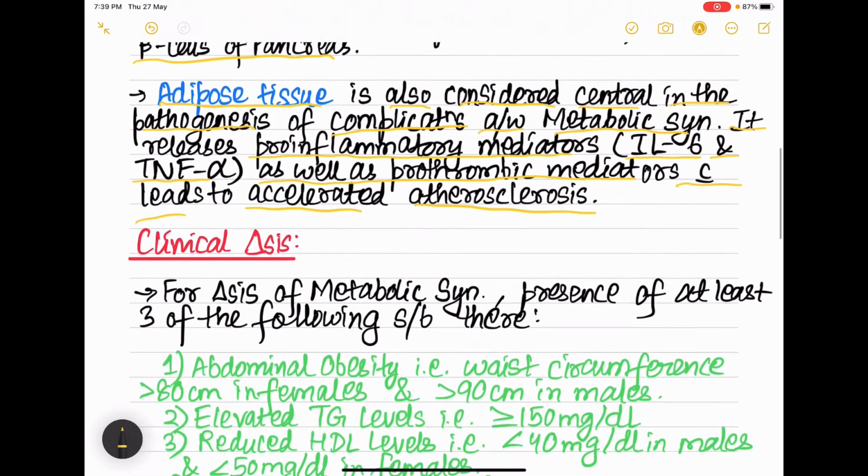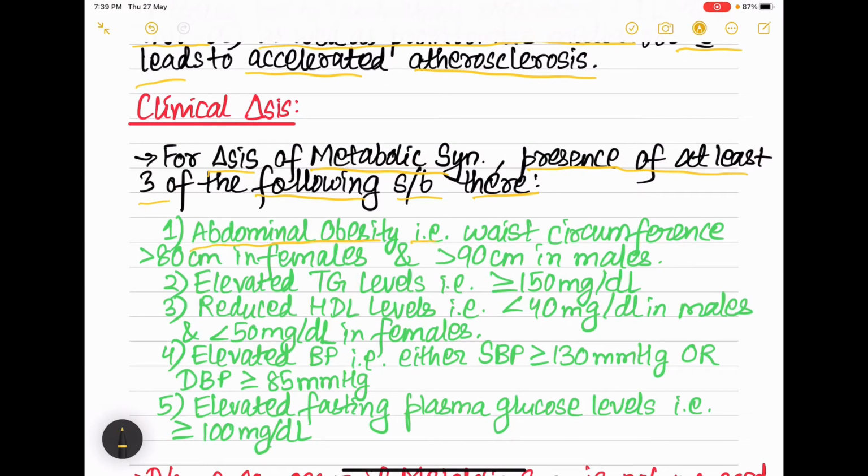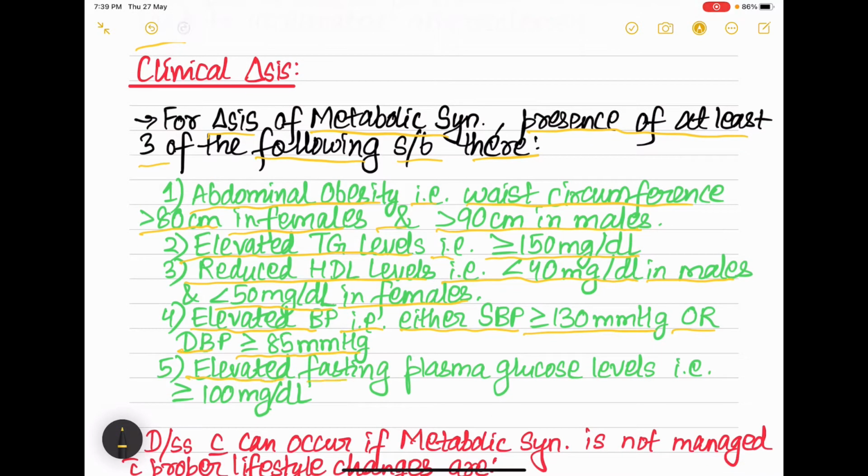Now coming to the clinical diagnosis of metabolic syndrome. For diagnosis of metabolic syndrome, presence of at least 3 of the following should be there. Okay, so what are these? First is abdominal obesity, that is waist circumference more than 80 cm in females and more than 90 cm in males. Elevated triglyceride levels, that is more than or equal to 150 mg per deciliter. Reduced high density lipoprotein levels, that is less than 40 mg per deciliter in males and less than 50 mg per deciliter in females. Next is elevated blood pressure, that is either systolic blood pressure more than or equal to 130 mmHg or diastolic blood pressure more than or equal to 85 mmHg. Then elevated fasting plasma glucose levels, that is more than or equal to 100 mg per deciliter. So any 3 of these should be present to diagnose metabolic syndrome.